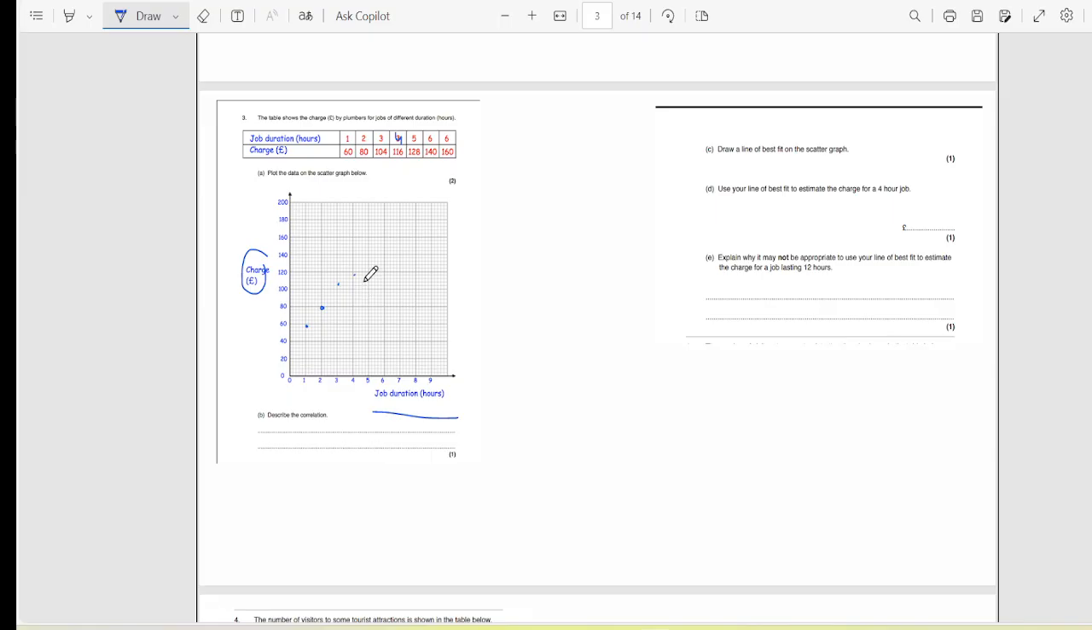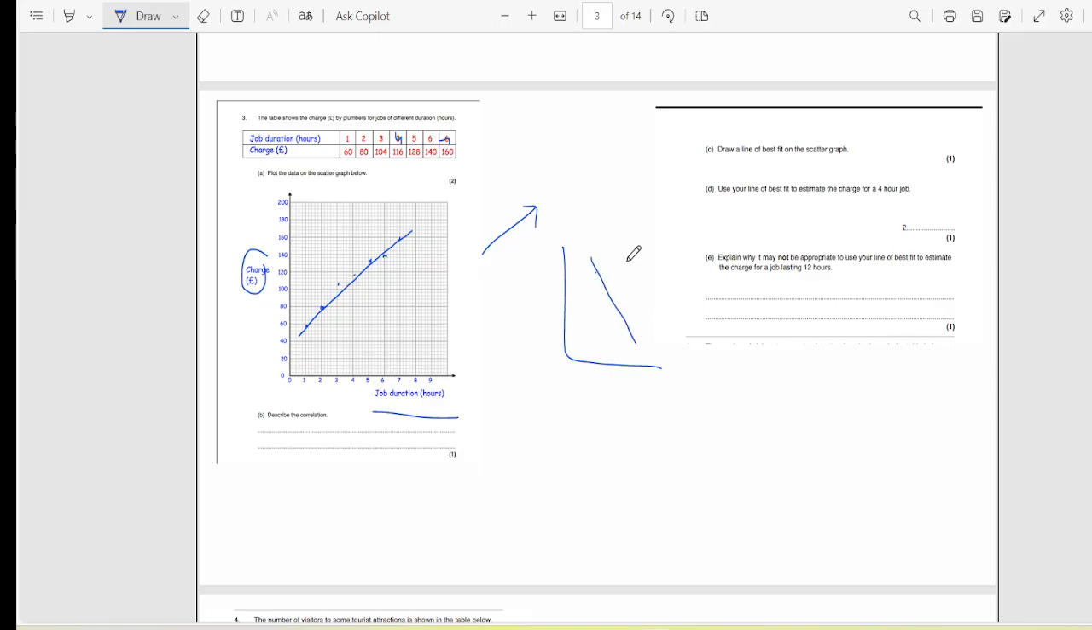So this is 5 hours, and there we have, for 5 hours about 120, 6 hours 140. For 6 hours this is the dot, and for 7 hours it's 160. So 7 hours 160. If I just draw a line, this is how I can plot it, because the graph is going upward. So that's why there is a positive correlation. That means as we increase the job duration by hours, the charges also increase.